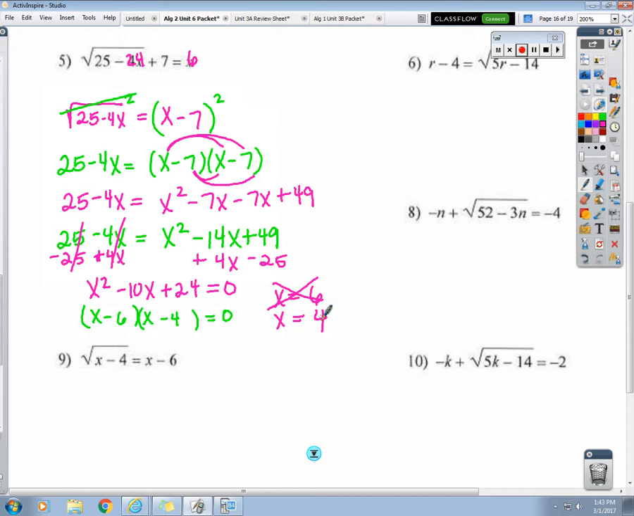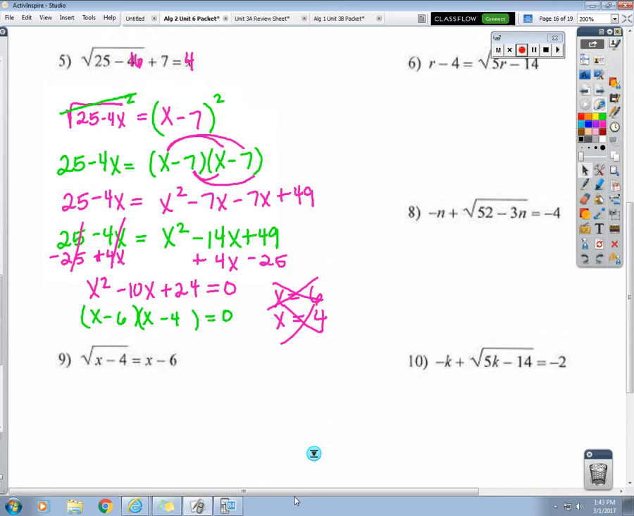Now watch when I plug in 4. If I plug in a 4 into both x's, what will this become if I put a 4 right beside that 4? 16. What's 25 minus 16? And then the square root of 9 is? And 3 plus 7 is 10. They're both extraneous. Let me show you why.